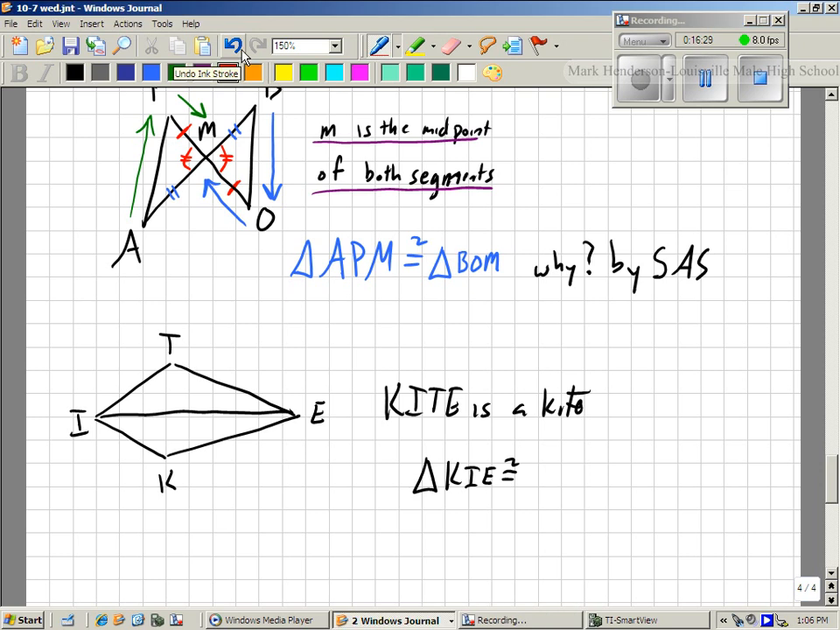All right. Most of you figured out that this is a shared side, so it is obviously congruent to that. This is a kite, which means that this is congruent to that, and this is congruent to that. So we want to say that KIE is congruent to triangle TIE by side, side, side.